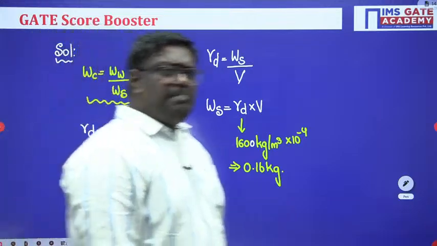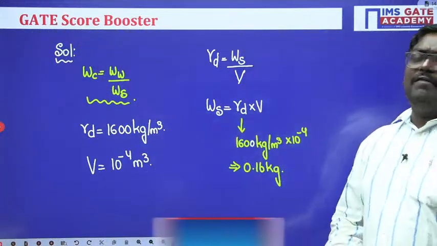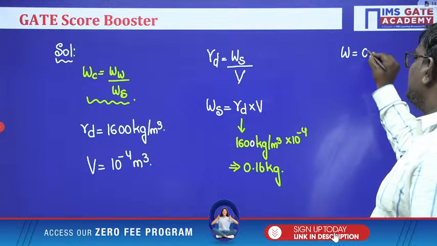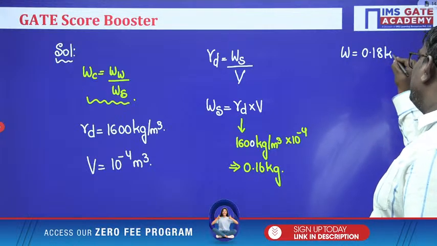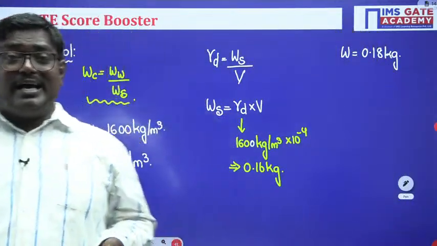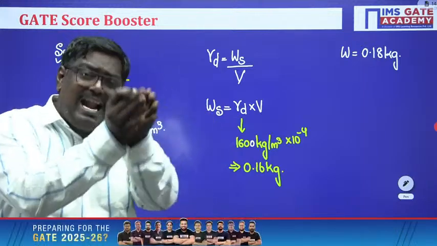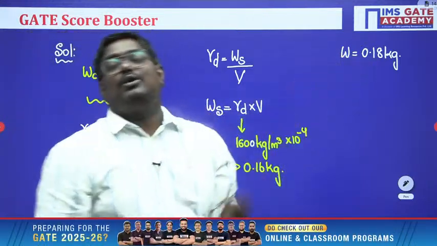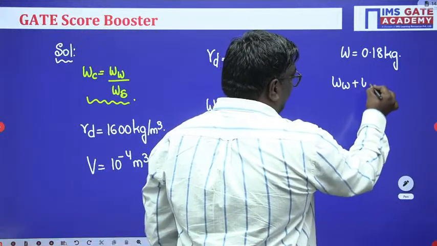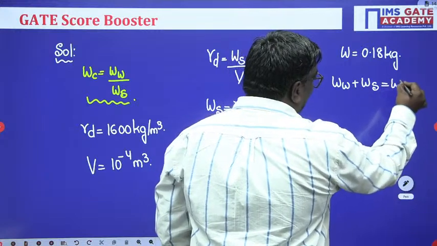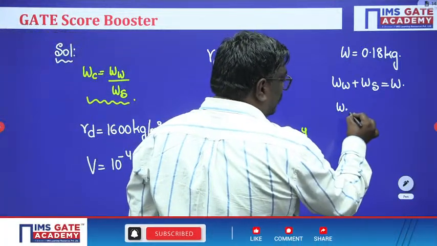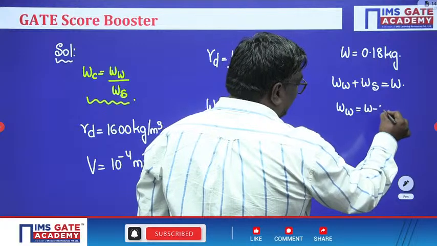Okay. But let me tell you, my dear students, what is the total weight given in the problem? The total weight given in the problem is 0.18 kg. Am I correct or wrong? So how can I find the weight of the water? Sir, the total weight of the solids and the weight of the water is nothing but the total weight. So if I write here weight of water plus weight of solids can be written as total weight. Yes or no? So here weight of water is equal to total weight minus weight of solids.